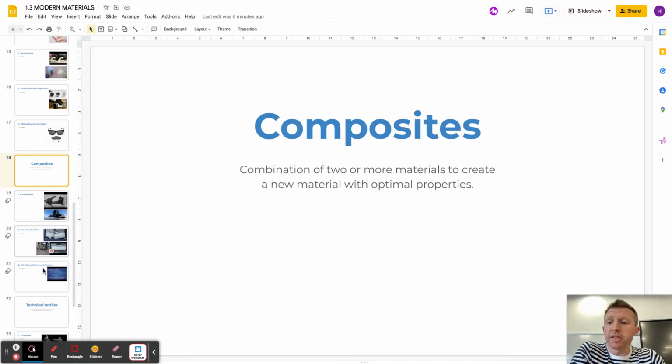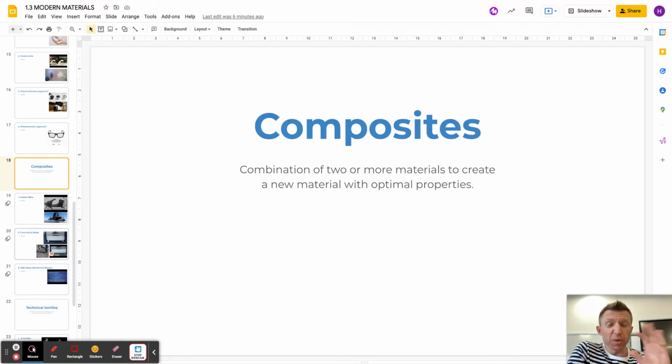So composites, this is another nice section because it's really short. There are actually a lot of composites, but the ones you need to know for GCSE is very slim.